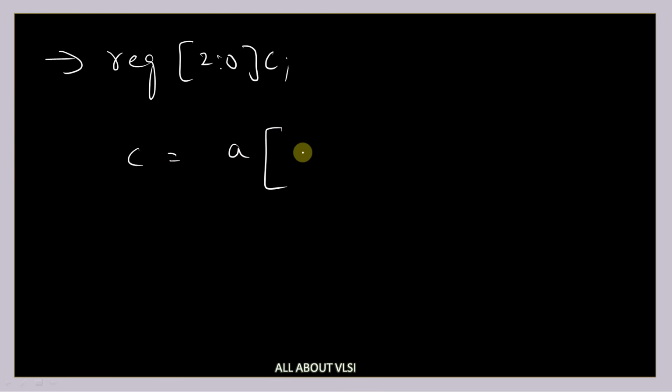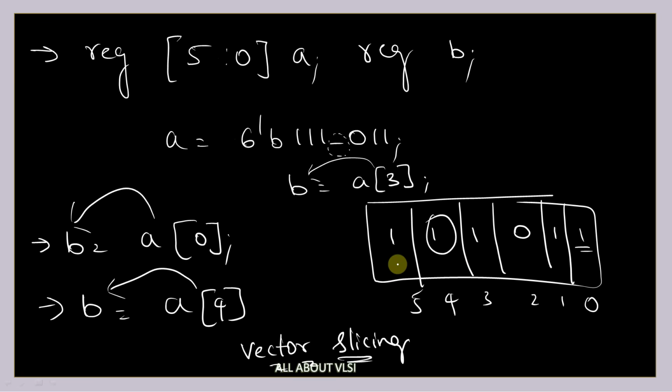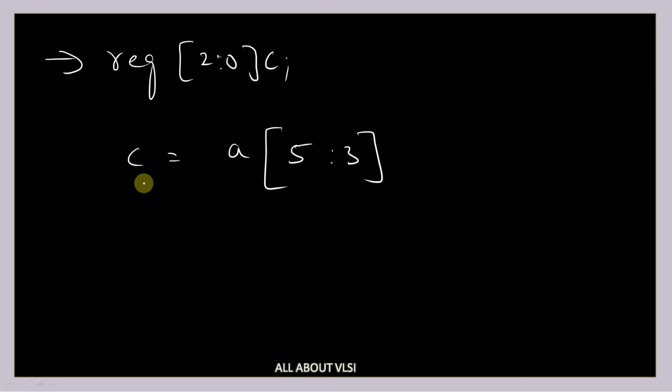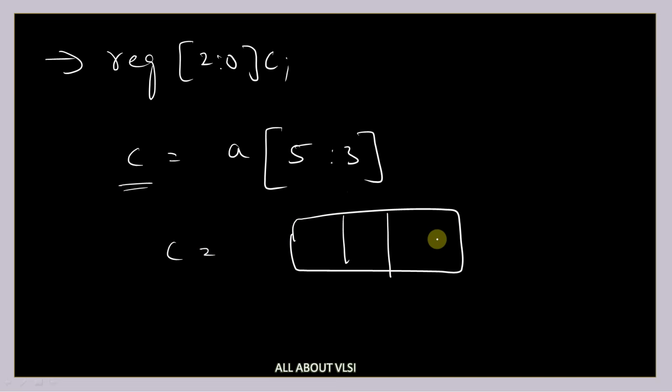Let me take one more example. For example, I can take another variable, reg [2:0] c, and I can simply write c is equal to a[5:3]. Then what is going to happen? See the index values 5, 4, 3. The values present in these three indexes will be taken out and stored inside this c. That means c is of 3 bits, and it is going to look like this: 1, 1, 1.